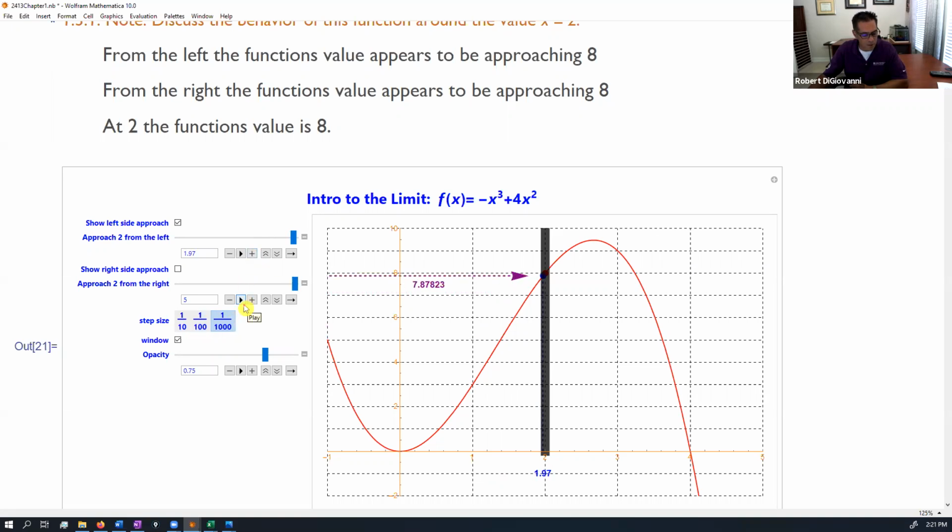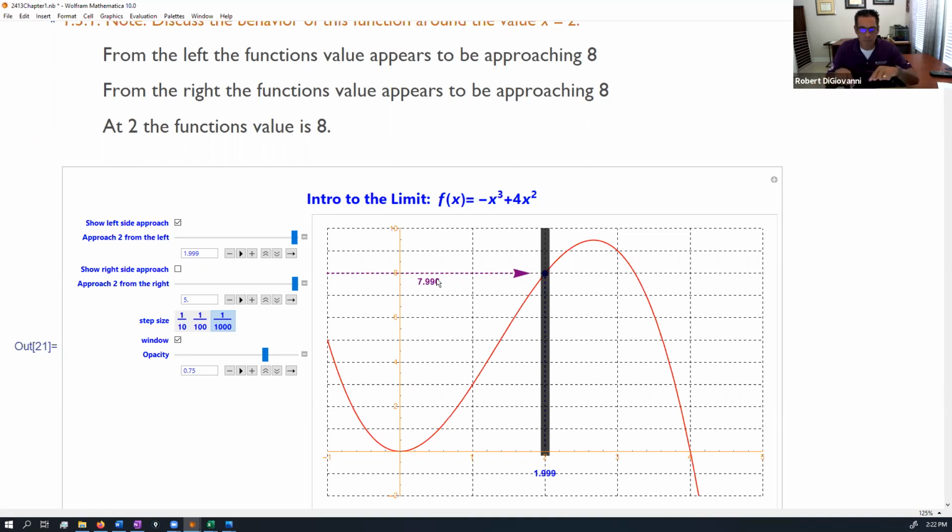I'm going to go even closer. Oh, hold on. Oh, wrong one. 1.99. See how close it's getting to 8? We're now at 7.95. 1.999. Let's go three nines. Real close to 8, right?